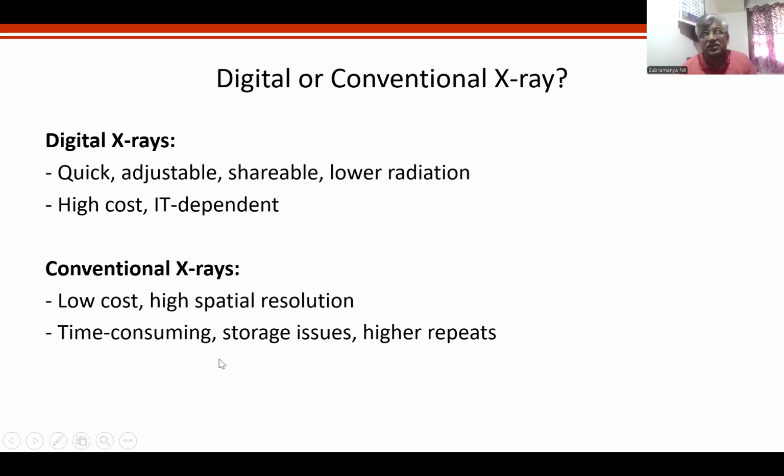So digital X-rays are quick, adjustable, shareable, lower radiation, but high cost and IT dependent, while conventional X-rays are low cost. That is the advantage. High spatial resolution, but time consuming, storage issues, and higher repeats. This is a summary. Don't ask me, sir, should I take a digital or a conventional? If I take a conventional, know that these are the disadvantages. If you take digital, know that there are also advantages and disadvantages.